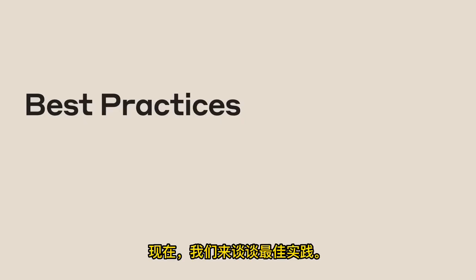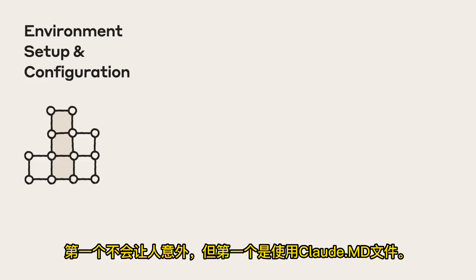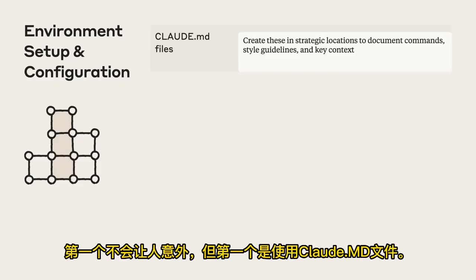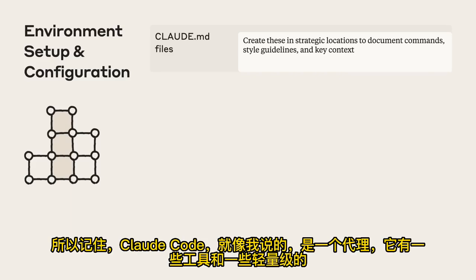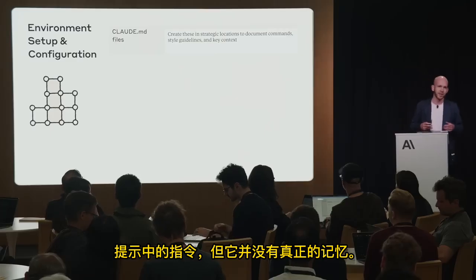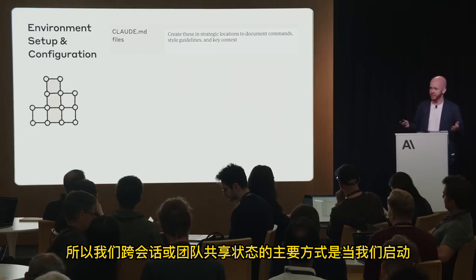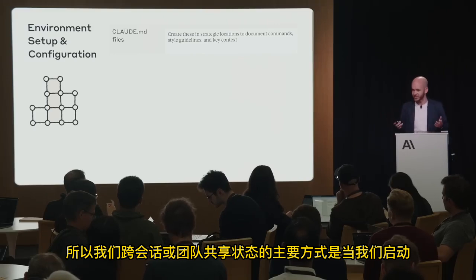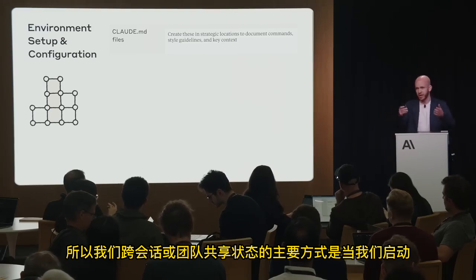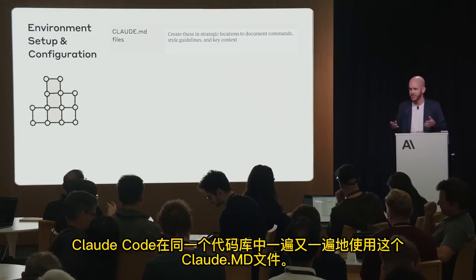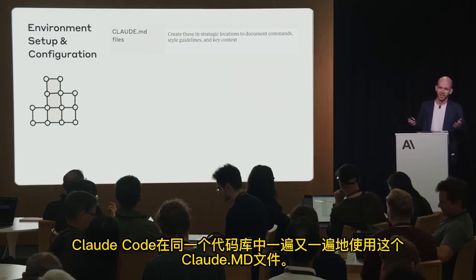Now, let's talk about best practices. The first one is not going to be a surprise: use claude.md files. Remember that Claude Code is an agent, and it has some tools. It has some lightweight instructions in the prompt, but it doesn't really have memory. And so the main way we share state across sessions or across our team when we fire up Claude Code in the same code base over and over again is this claude.md file.